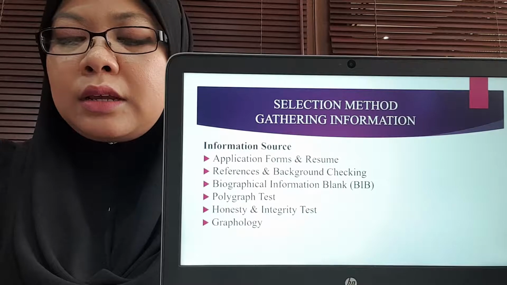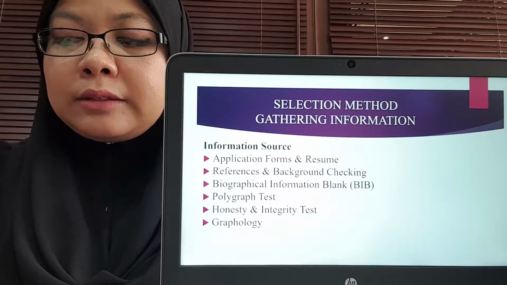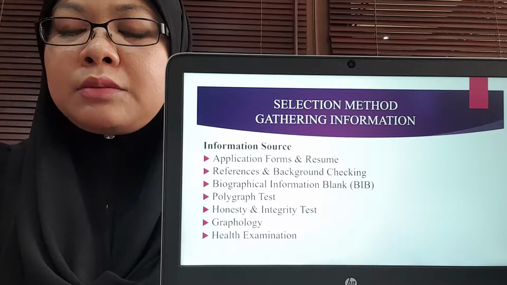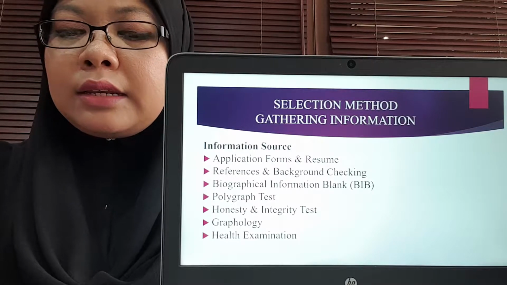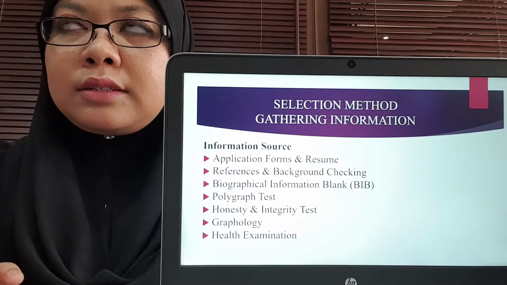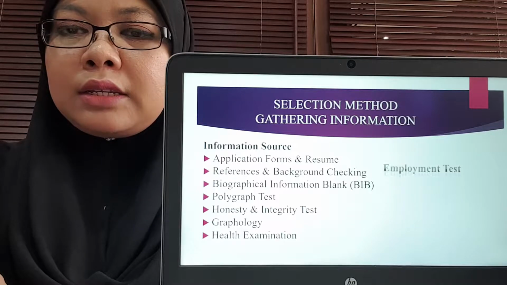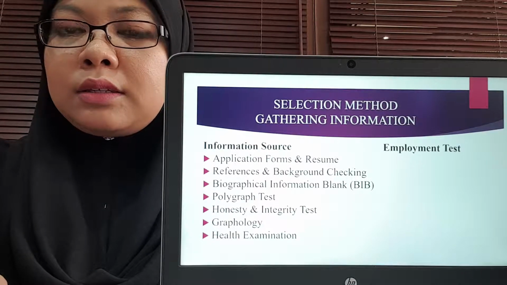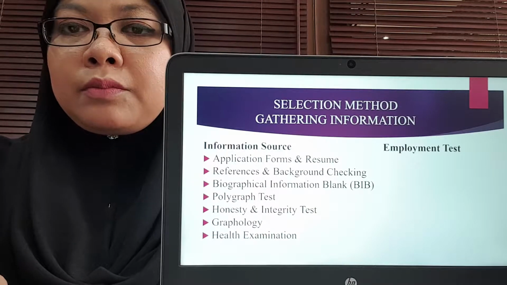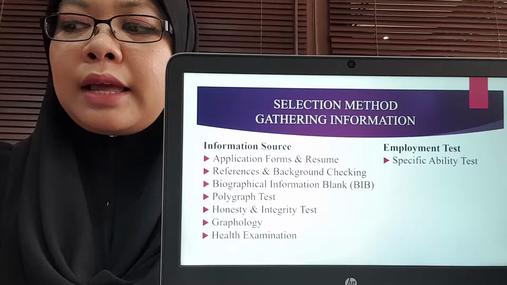Graphology is basically a writing test to determine the personality of the writer. And finally is the health examination. Through health examination, we can determine whether the candidate is fit for the job, and we can also do a drug test on the candidate, so that we can determine if there is any drug abuse. After that, the second type of gathering method will be employment tests, which are specific ability tests.